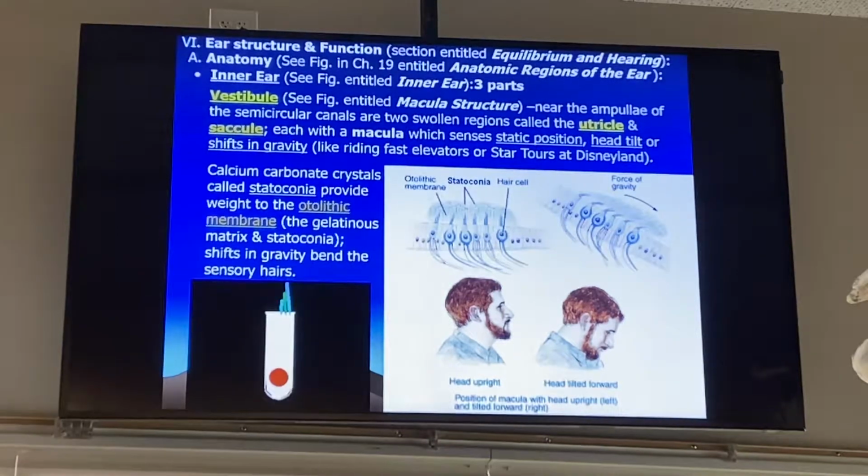Now, one of the things that we'll talk about here in just a second, that the semicircular canal sense is something we call dynamic equilibrium, because a turn is, from a physics standpoint, very dynamic.